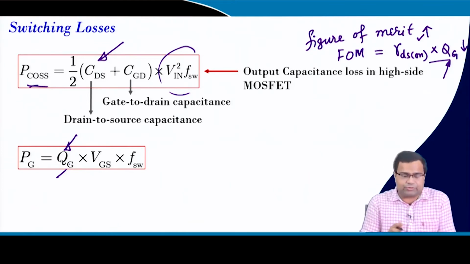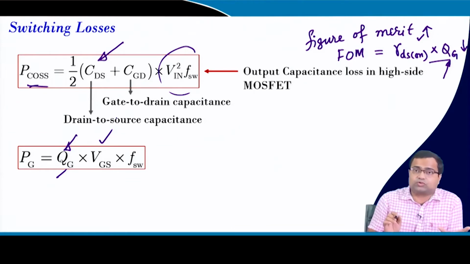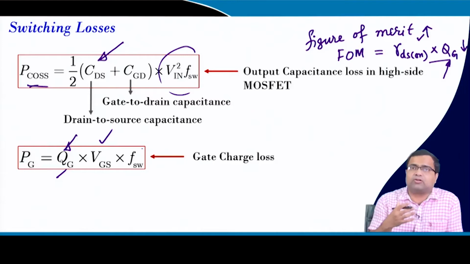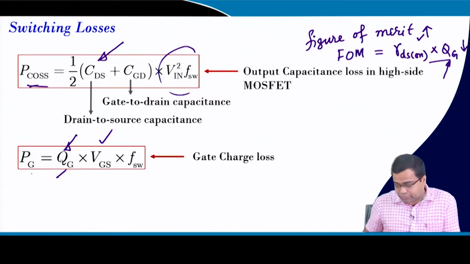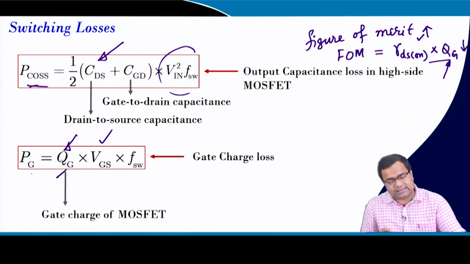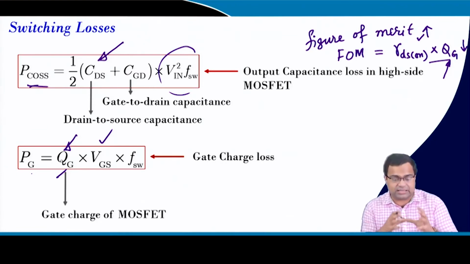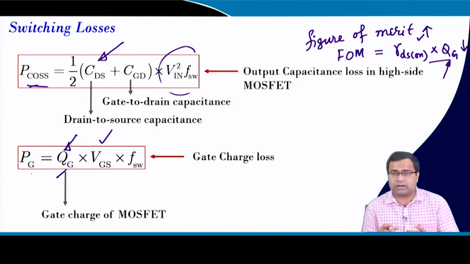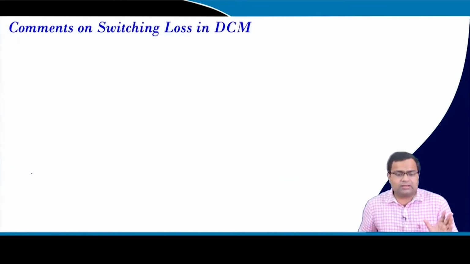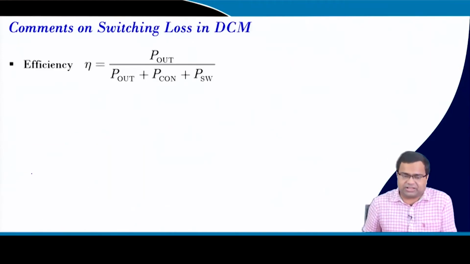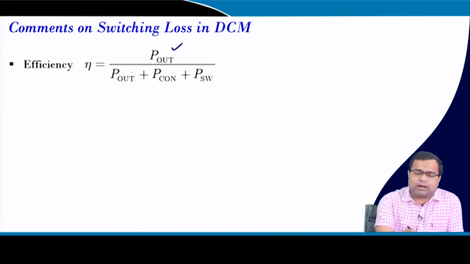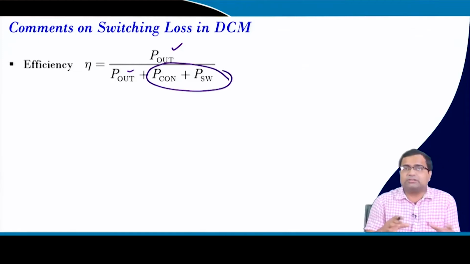But for a given QG and given gate to source voltage, your switching frequency, how often you are turning the switch on and off, determines the gate drive loss. And we will see that gate drive loss and switching loss are the major problems when you operate a DC-DC converter under discontinuous conduction mode using pulse width modulation. Comments on switching loss: the efficiency of the converter is the output power divided by output power plus losses, that means total power.